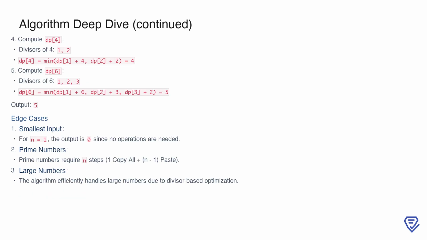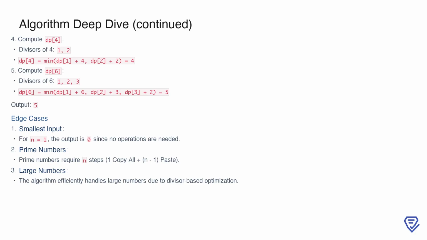Now, let's compute dp[4] and dp[6] to complete the example. For dp[4], the divisors are 1 and 2. Using these, we calculate dp[4] equals min(dp[1] plus 4, dp[2] plus 2), which equals 4. This means the optimal way to generate 4 A's is to copy all after reaching 2 A's, followed by 2 paste operations. For dp[6], the divisors are 1, 2, and 3.